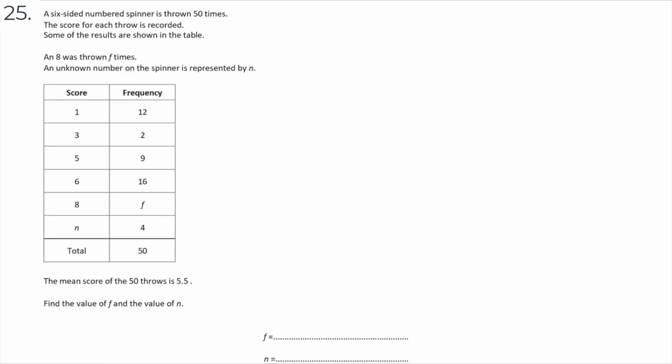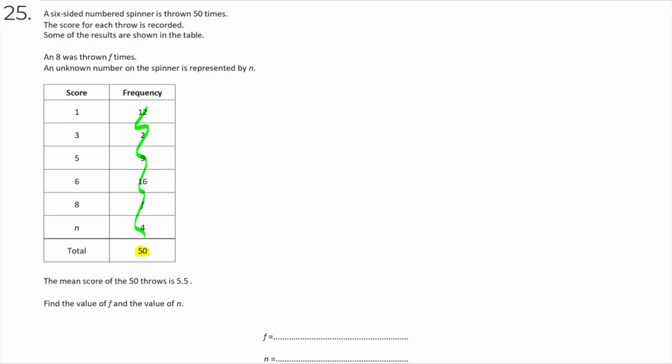Well, the value of F is fairly straightforward because we've got a total at the bottom there, haven't we? We've got a total of 50. So presumably all of these numbers down here are going to have to add up to 50. So if I take what they do add up to away from 50, I'll be left with F.